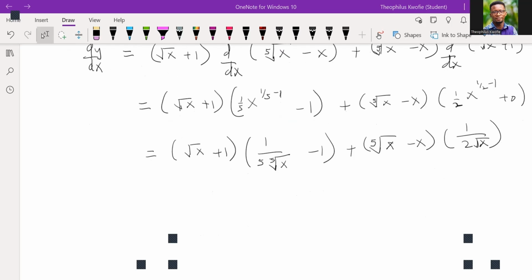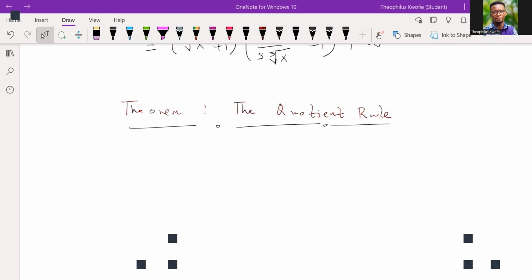Good. So I would want us to see whether we can look at another interesting example. However, if you have any question, please put it in the comment section. And so I would want us to look at the quotient rule. In the previous section, when we were talking about limits, we talked about the quotient rule. And now, how do we find the derivative of quotients?